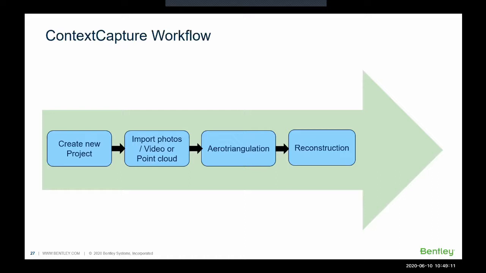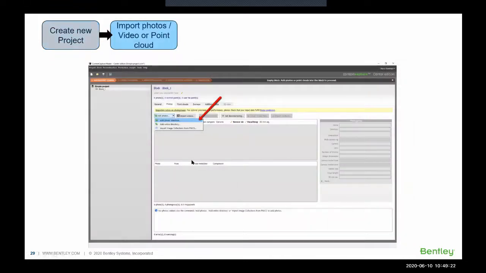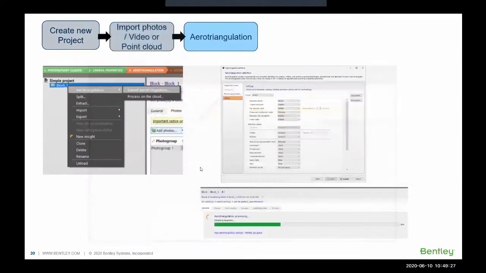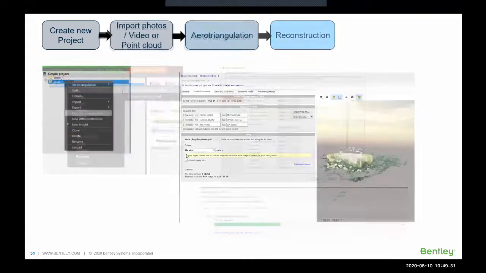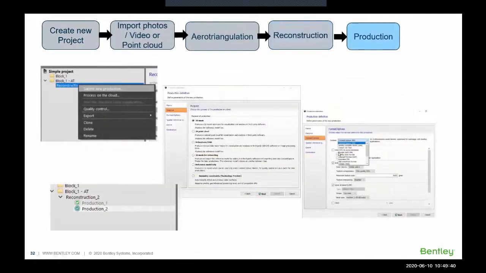Then we go into reconstruction and producing of the model. I created this, but I'm gonna show that live. You just see an idea: create a new project, import the images, run the aerial triangulation. This takes a couple of minutes. And then once you have that, you can go into what we call 3D reconstruction. You set the boundary, what area you want to process. And then we go to production and we can produce a model or multiple models.